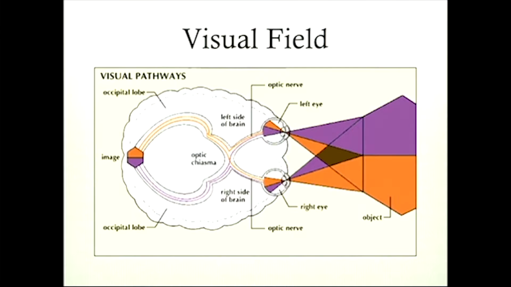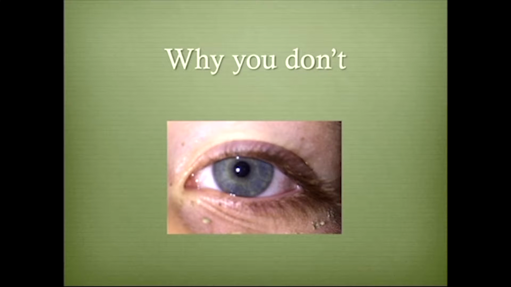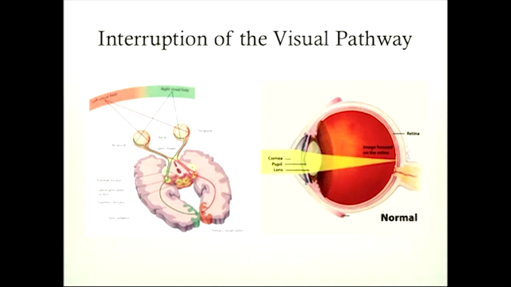So you can have this nice picture of where the oranges and the purples are, that there's this little crossing over, and those fibers actually go back to the brain, and then again, that brain is where it's all interpreted. So, quick view of how sight works. So, the question is now why we don't see. Now, this is the more interesting part. Basically, the reason we don't see is because that whole visual axis was interrupted somewhere.